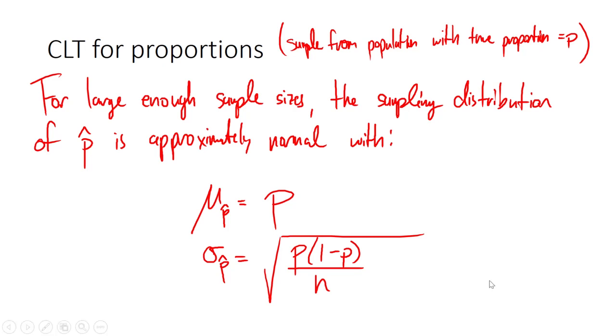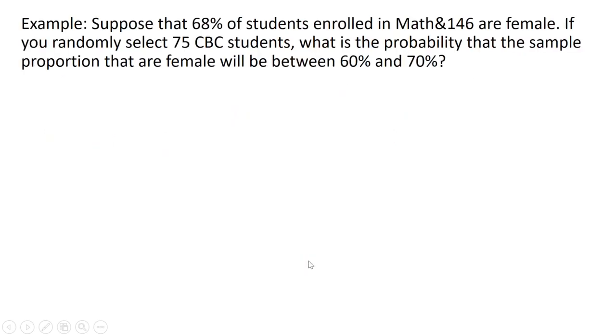It all matters eventually. Okay, so I'm going to show you we can use these results with the z-table just like we did for the means. We're just going to have to update our z-score formula. So let's say, for example, that we know the truth, that 68% of students that enroll in this class are female. What I want to know is, if you randomly select 75 students, what's the probability that the sample proportion that are female will be between 60 and 70%? I should have specified this should be 75 Math 146 students at CBC. What's the probability that they'll be between 60 and 70%?